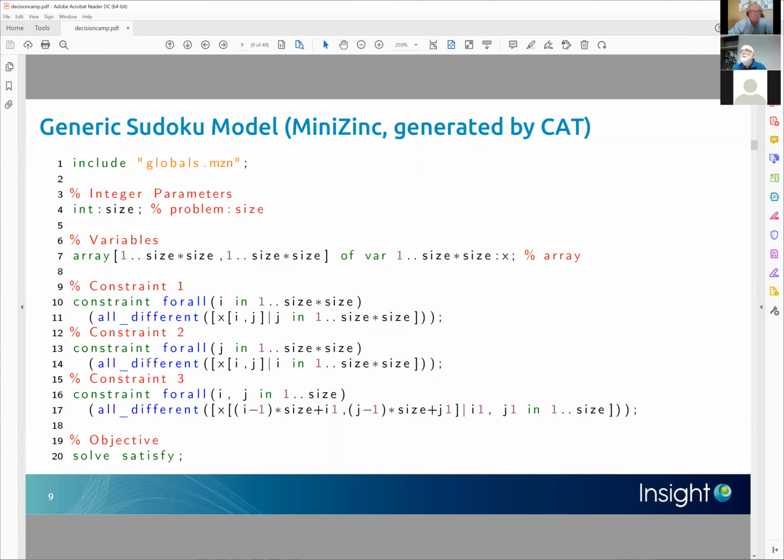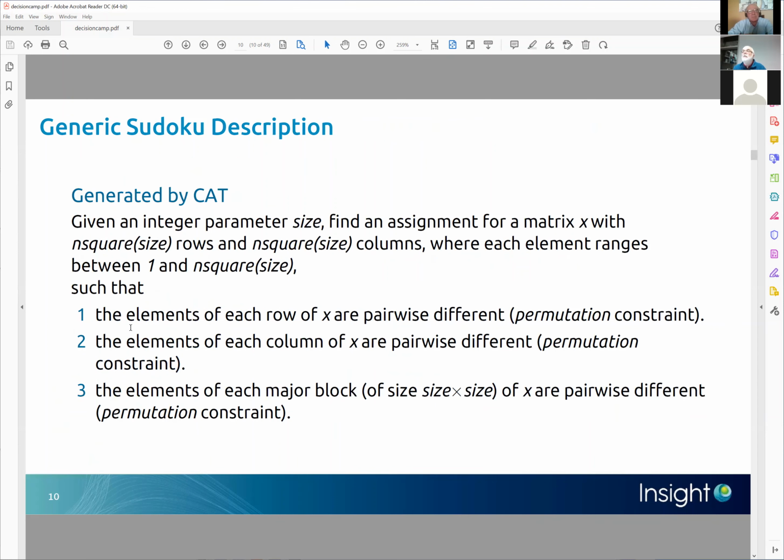But yeah, this is 100% generated, as is this. So the system does not just produce the program; it also produces a textual description of what problem it is solving. So given an integer parameter size, find an assignment for a matrix X with n square size rows and n square size columns, where each element ranges between 1 and n square size, such that the elements of each row are pairwise different, the elements of each column are pairwise different, and the elements of each major block are pairwise different.